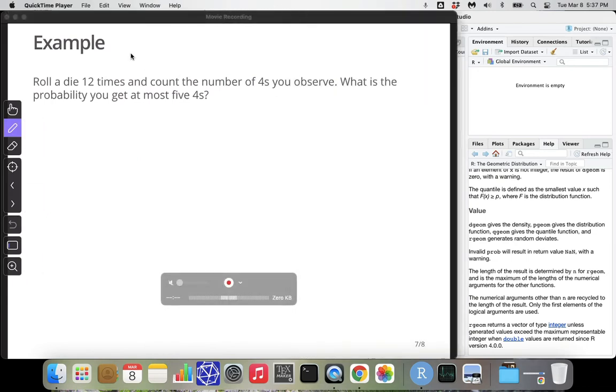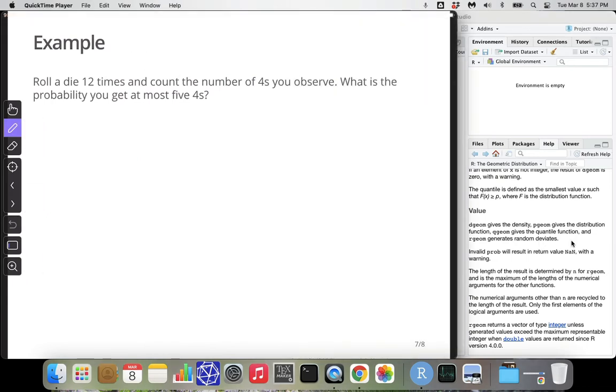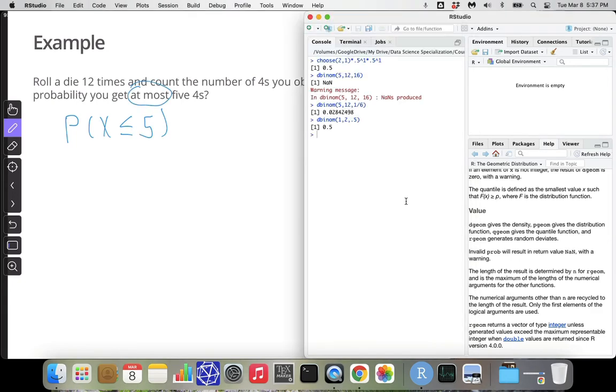The next example will show us how to use pbinom. So we roll a die 12 times, count the number of 4s again. What's the probability that we get at most 5 4s? So now we want to find the probability that X is at most 5. We want to find the probability of at most 5 4s.